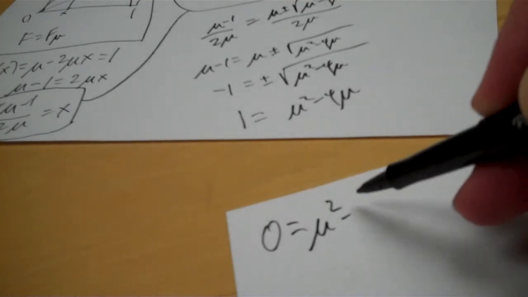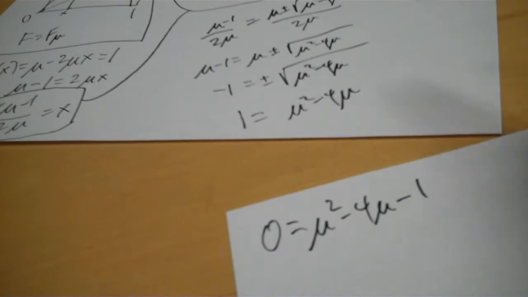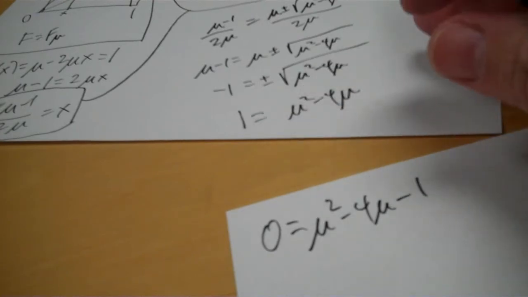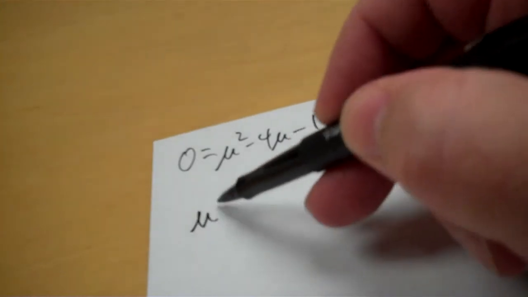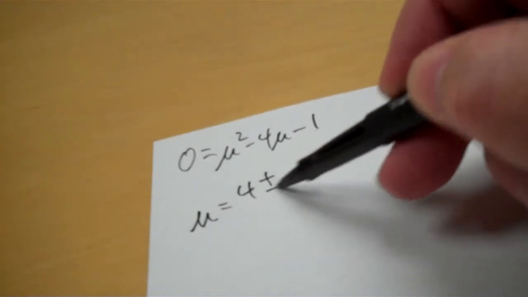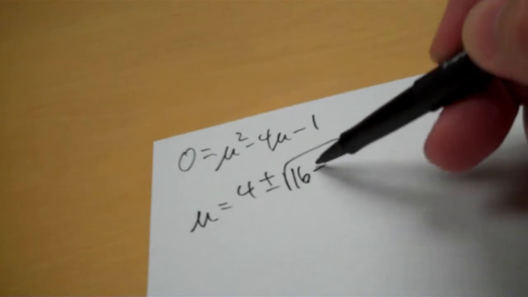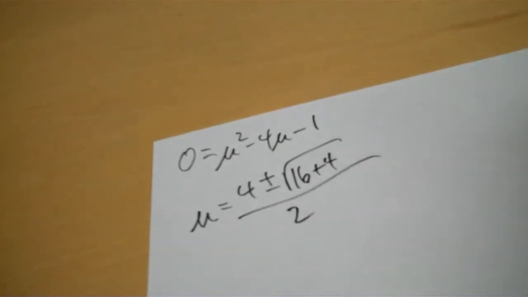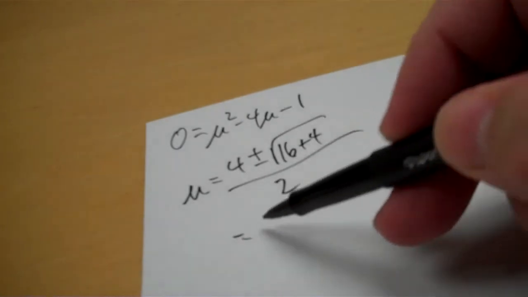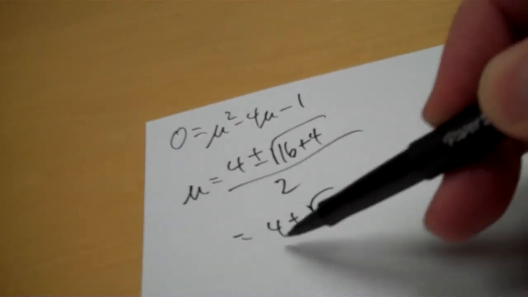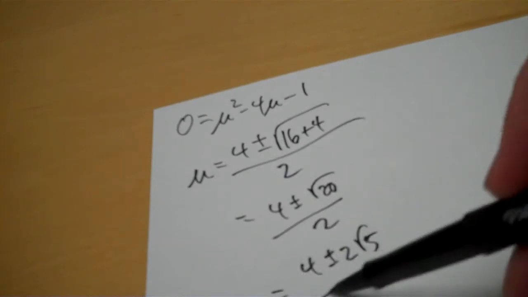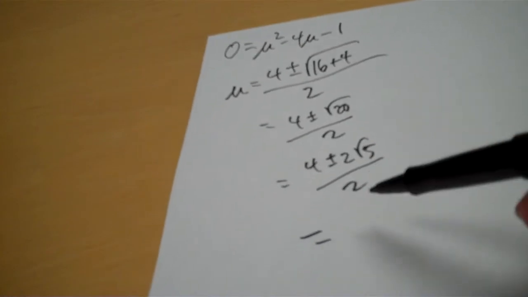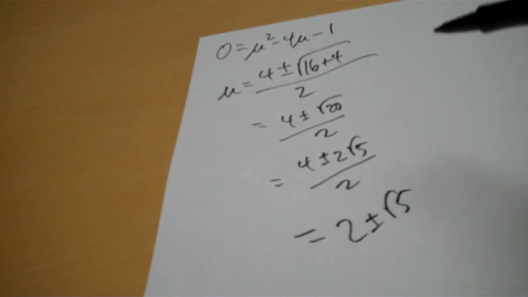So 0 equals mu squared minus 4 mu minus 1, just from bringing the 1 over. So here we go. Again, this formula is coming in handy twice in one day. So mu is minus b plus or minus the square root of b squared minus 4ac all over 2, which I think I can simplify. That's the square root of 20, and the square root of 20, as you can factor out the 4, turns into a 2. And then the 2 simplifies, and you can go 2 plus or minus the square root of 5.